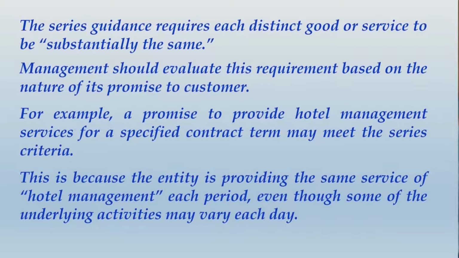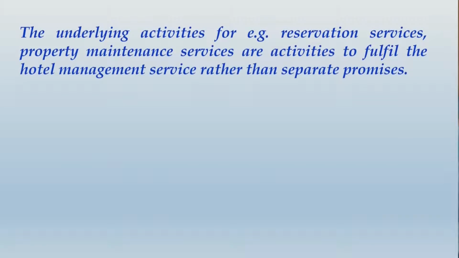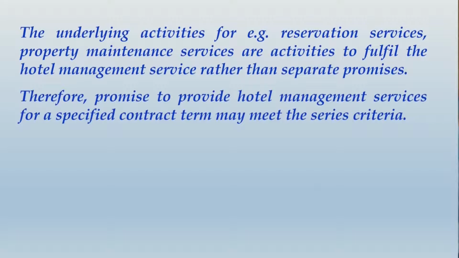Alright friends, you would have finished writing this whole thing. Let us move ahead and write up the later part of the answer, where you would write the underlying activities, for example, reservation services and property maintenance services, are activities to fulfill the hotel management services rather than separate promises. So finally, when you write the concluding line, it would be, therefore, a promise to provide hotel management services for a specified contract term may meet the series criteria. So write up this whole thing and that will be the end of the answer.